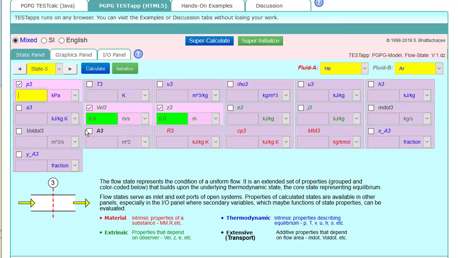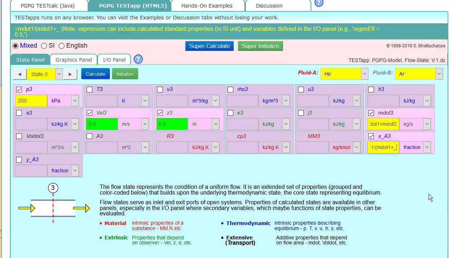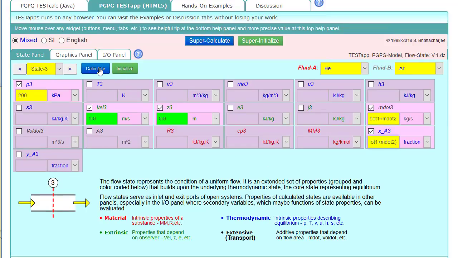We're told it stays 200 kPa. We know that m dot 3 is going to be m dot 1 plus m dot 2. The mass fraction of A, or fluid A, which is helium, is going to be m dot 1, because that was the helium flow, divided by m dot 1 plus m dot 2. Calculate. And since it didn't fill out all the properties, obviously we still need to enter some more.